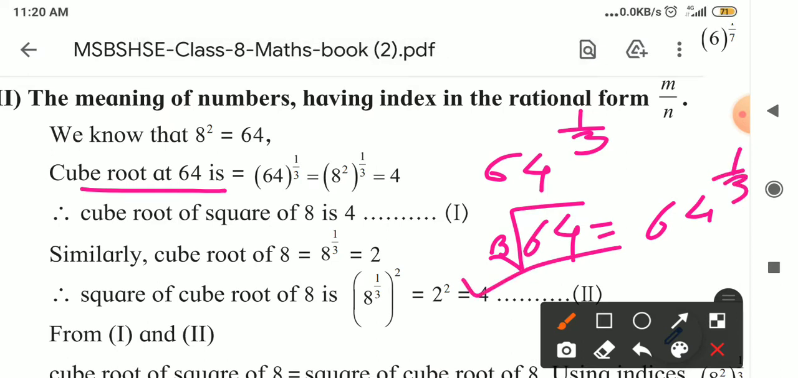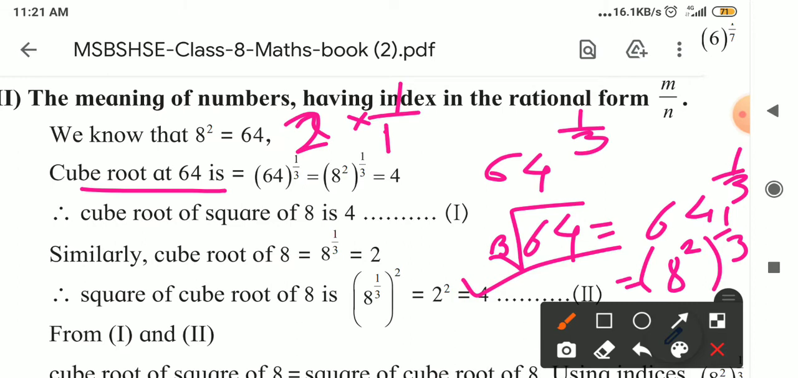And here what we had written, 64 raised to 1 upon 3, but 64 is the square of 8. So 64 we can write in this way also. 64 means 8 raised to 2, all raised to 1 upon 3, right? And this 2 and 1 upon 3 is multiplication, 2 into 1 upon 3. So 2 ones are 2 upon 3. And that means only 8 raised to 2 upon 3 we can write.